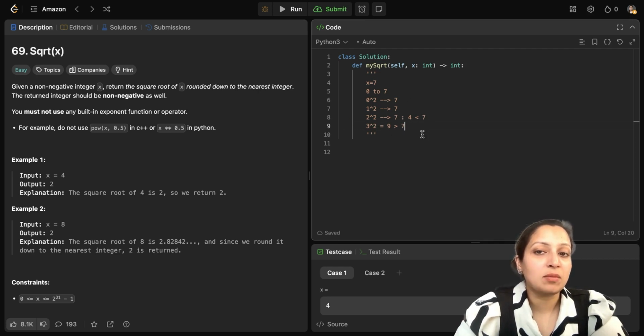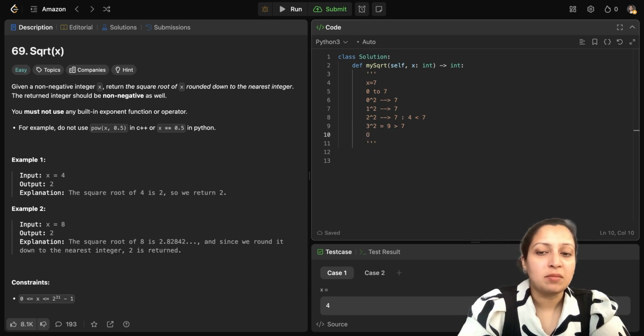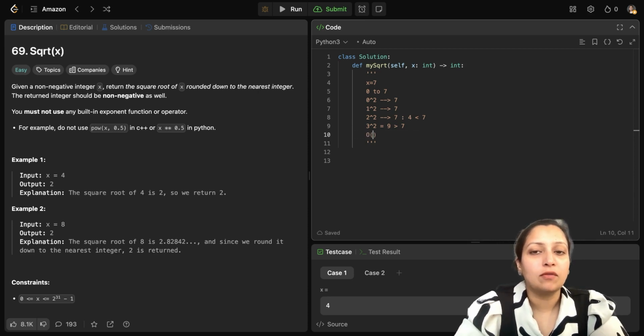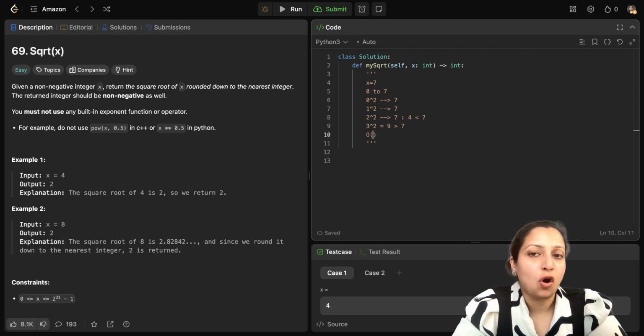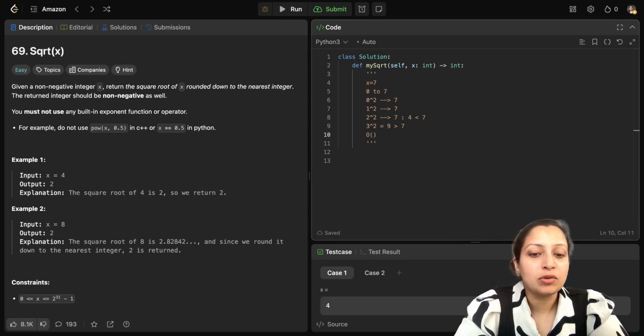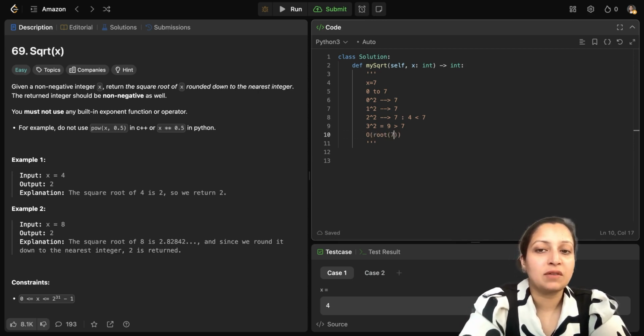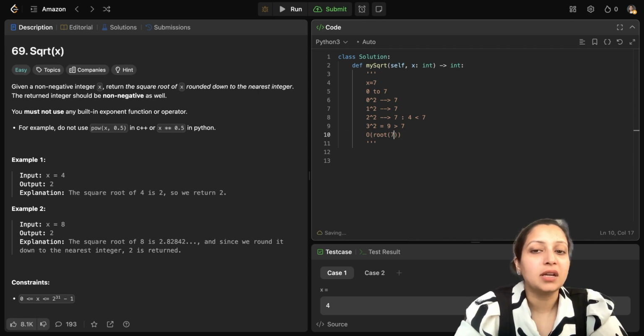If you go by this approach, you would say that the time complexity is O of n because I am running the entire loop from 0 to 7. But that's not true because you will stop a lot before reaching 7. I would say precisely you would stop at root of 7 or close to root of 7, right? So your time complexity is actually O of root n, which is not that bad when we talk about a brute force approach. But could it be better?